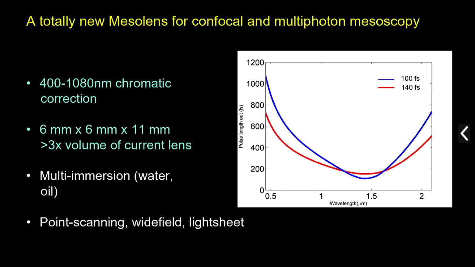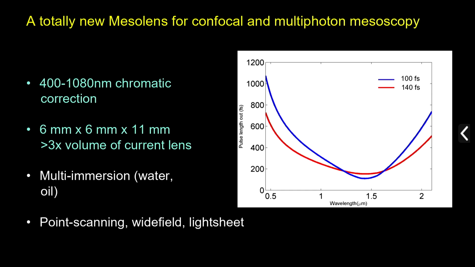So we have a new Mesolens. It is chromatically corrected across the entire visible spectrum and into the near-infrared, because we want to do multi-photon, also through the objective lens, because we think we know how we're going to correct for material dispersion. It extends the volume of capture from 6 by 6 by 3 millimeters to 6 by 6 by 11. So we should be able to image the whole mouse brain with subcellular resolution, multi-immersion like the last one, and it should be compatible with all the modes.